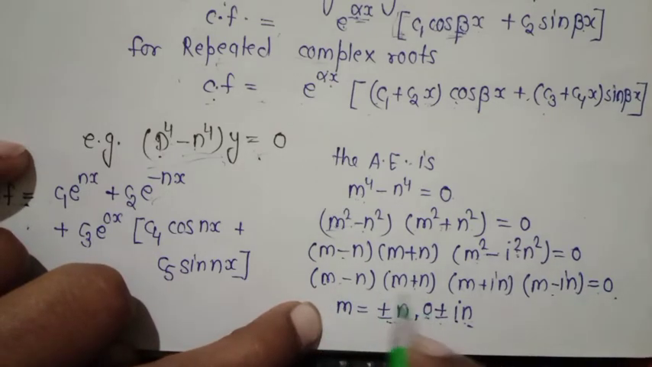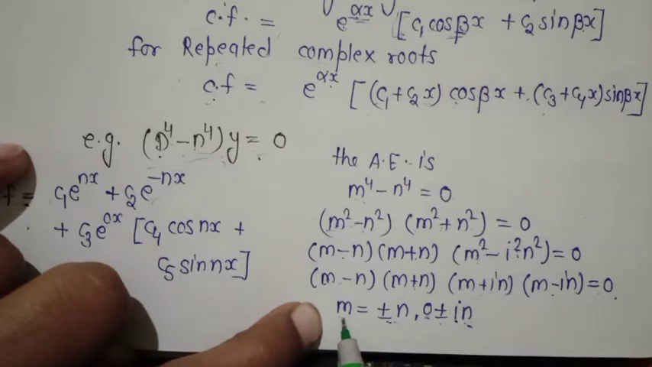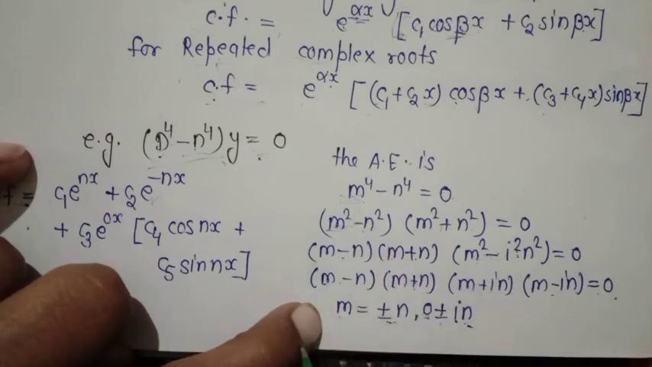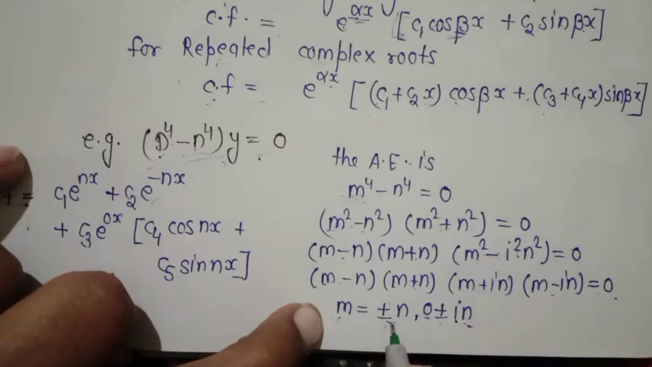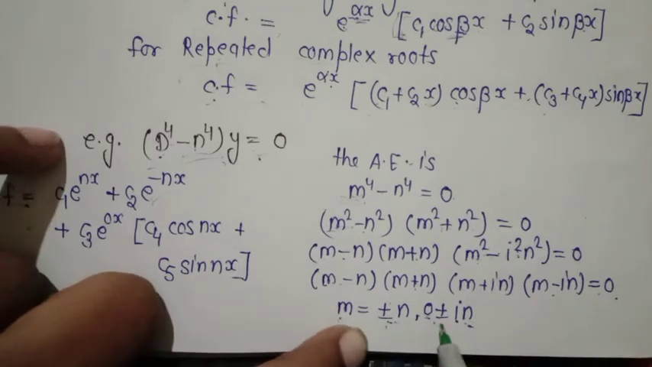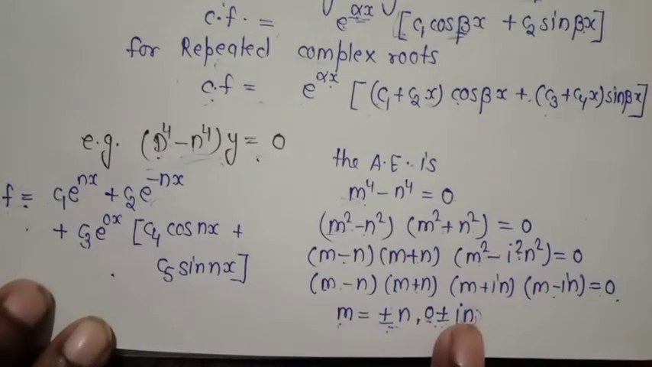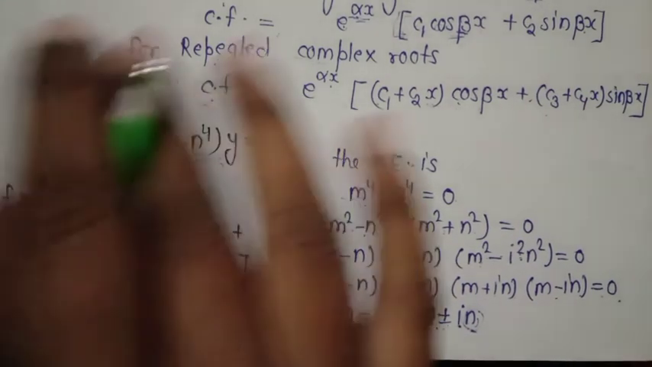Now we are getting two real roots and two complex roots. As you can see that we are getting the 4 values of m since it was the polynomial of degree 4. So we are getting 4 roots. So m is equal to plus minus n. This is the real root because there is no imaginary part here. And this is our complex root in which the real part is 0 and the complex part, that is imaginary part, is n here.